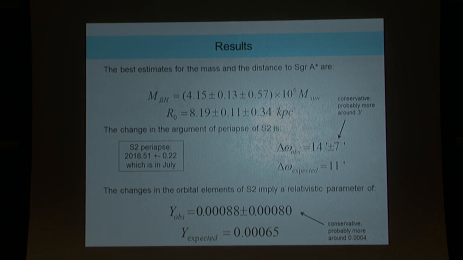And we can also determine the relativistic parameter. We would expect 0.00065. We measure 0.00088. And the uncertainty here is probably rather 0.0004, depending on how you actually do it.